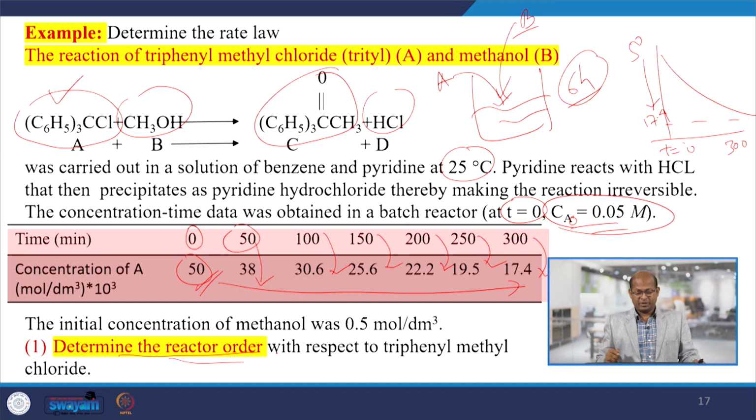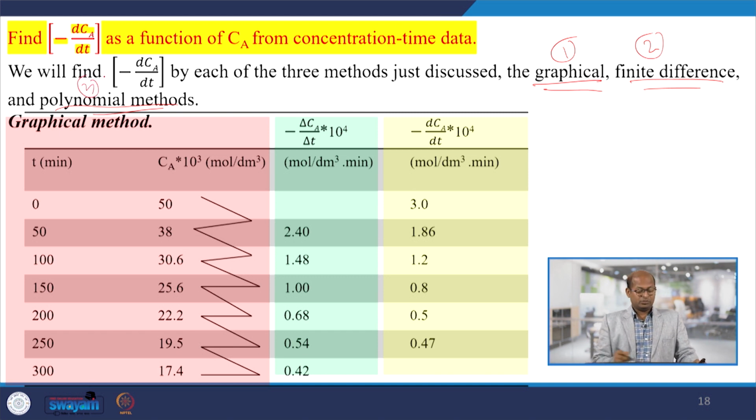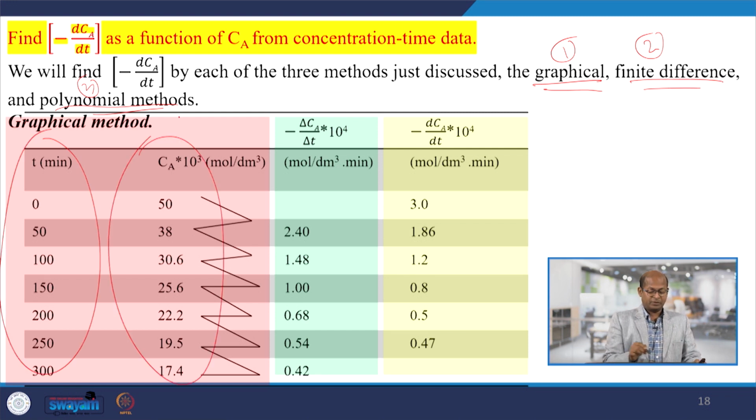Now we have to find the rate equation, the rate order and the reaction rate constant for this particular reaction, using the 3 different methods we have already studied: the graphical method, the finite difference or numerical method, and the polynomial method. These are the data points we have from the experiments. If we first apply the graphical method, then minus delta C by delta T we can find out for each data point.